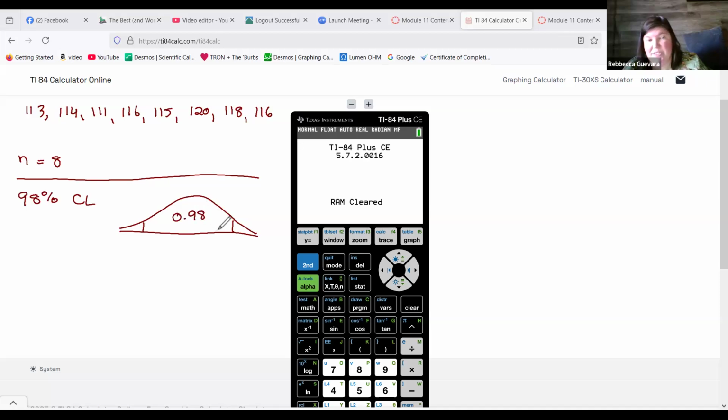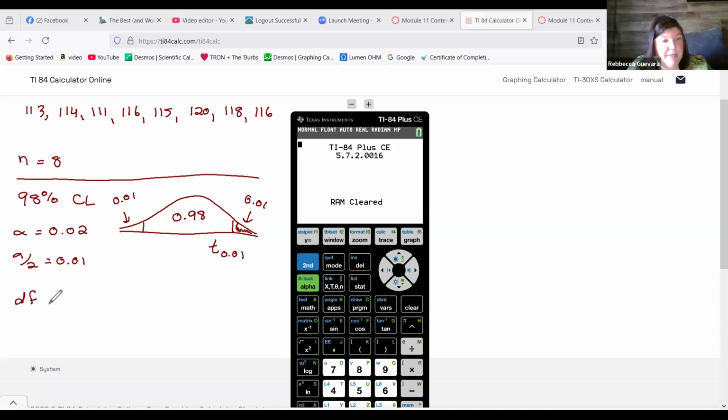Remember, 98% is taken out of the center here. So that alpha would be 0.02 or 2%, and half of alpha would be 0.01. So the area in my tails is 0.01, and we're only interested in this tail. Remember, because we don't know sigma, we're looking for t of 0.01. But we also need degrees of freedom. My degrees of freedom are going to be those 8 cookies minus 1, so it's just going to be 7. So t 0.01 for 7 degrees of freedom.